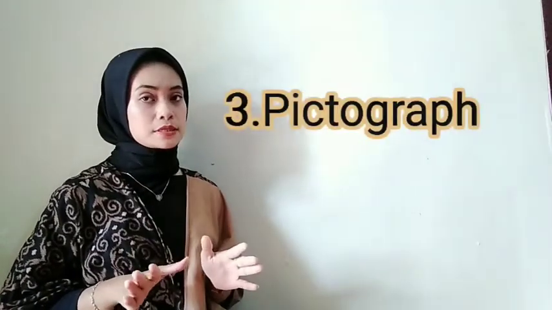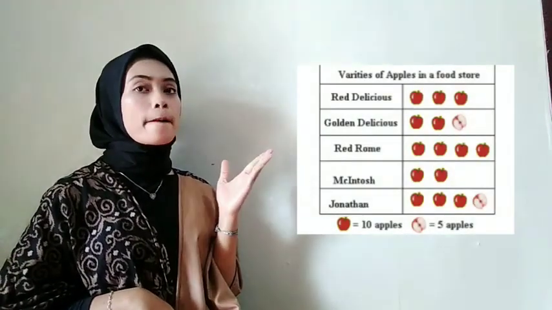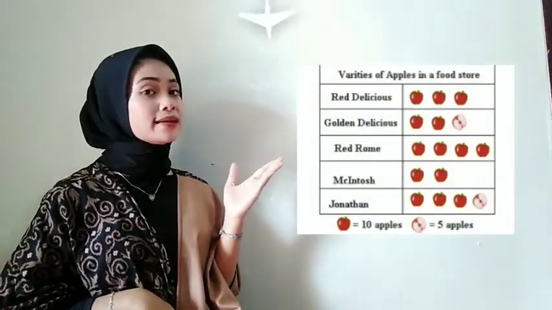And the third is about pictographs. Pictographs use pictures or symbols to display data instead of bars. Each picture represents a certain number of items. Pictographs can be useful when you want to display data in a highly visual presentation, such as an infographic. And here's the example of pictographs, as you can see.